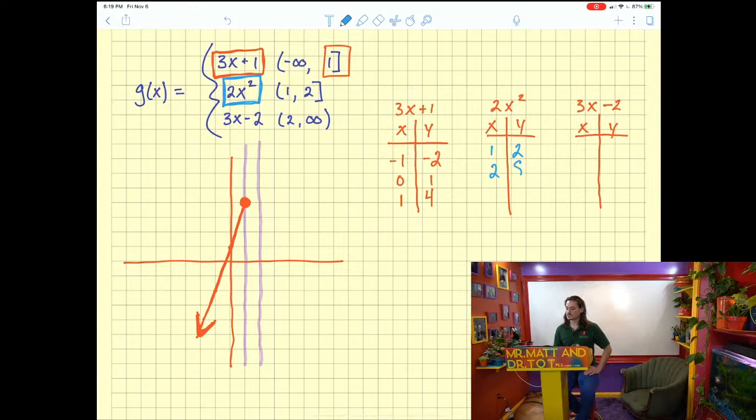So at x is equal to 1, and we are exclusive at that endpoint, so we're going to have a hollow dot at 1, 2. But we're going to have a solid dot because we're inclusive at the other endpoint at 2, 8. And this is an exponential function, so it's going to be a little bit curved like this.